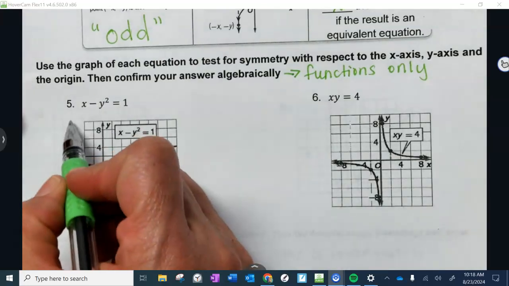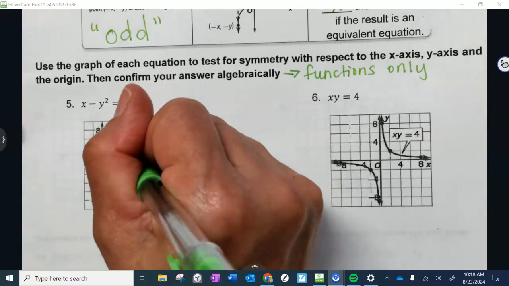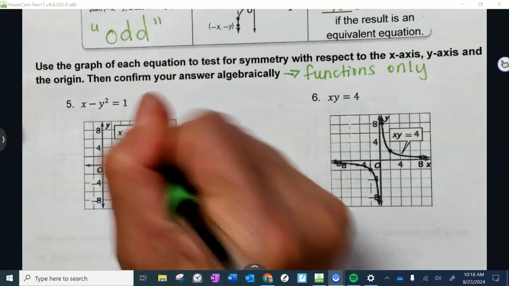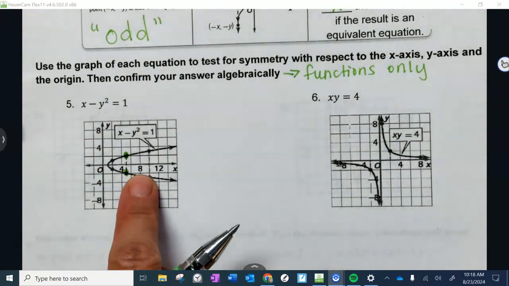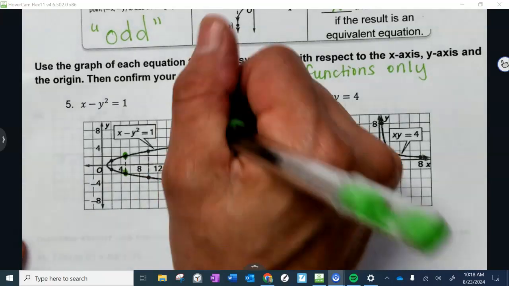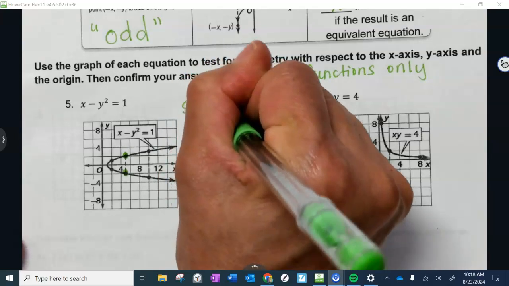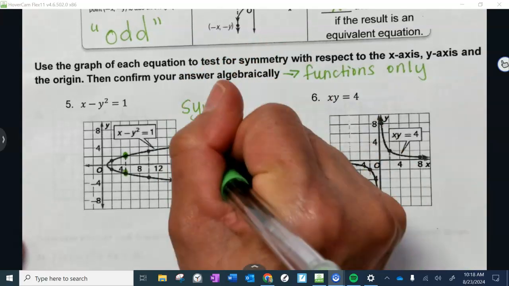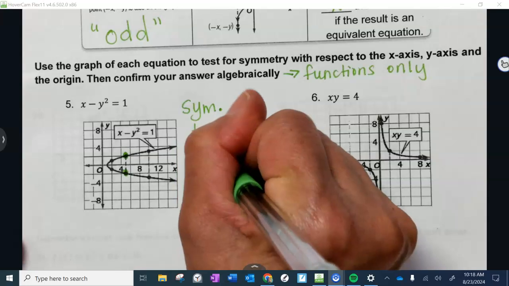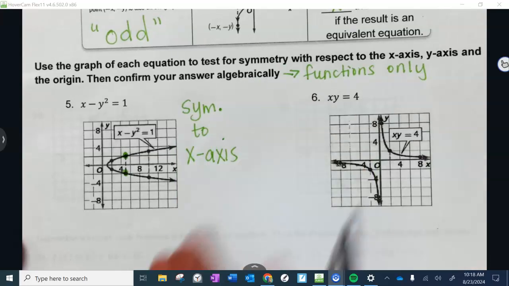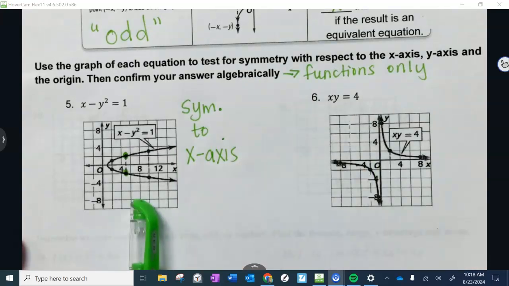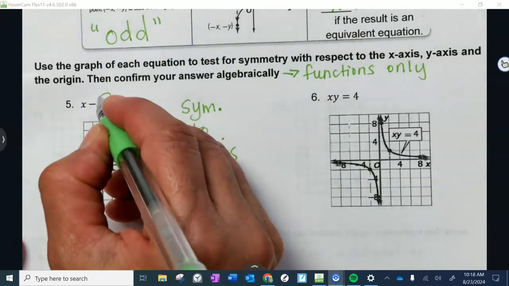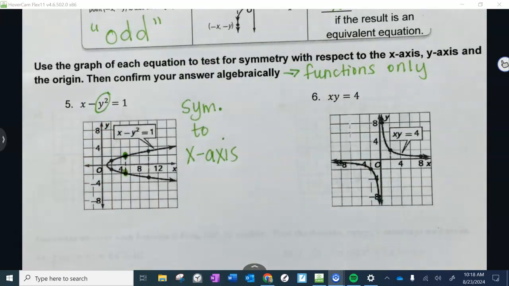All right, here we go with problem 5. So if you notice, they highlighted some ordered pairs for us to examine in this example. They are symmetrical to the x-axis. I'm going to abbreviate. Also notice it is not a function. Also notice the y value is squared. Remember, if the y value is squared, it's not a function.